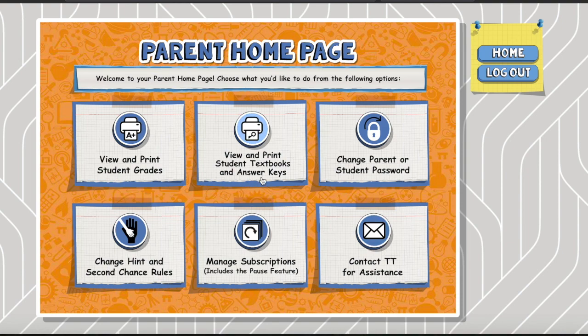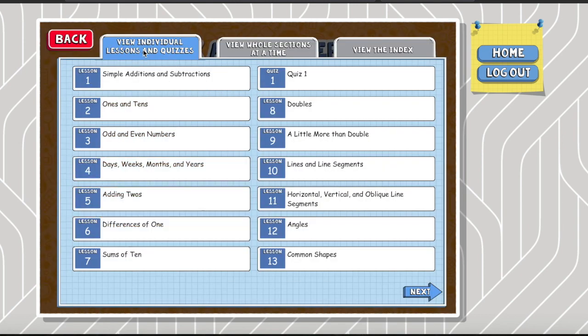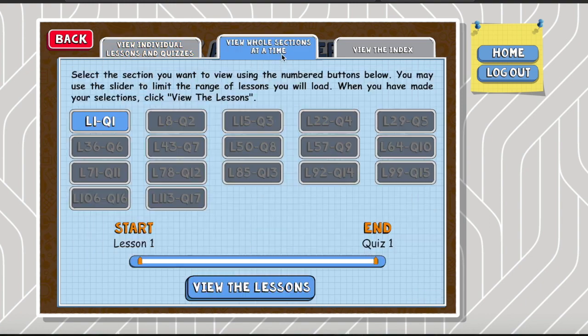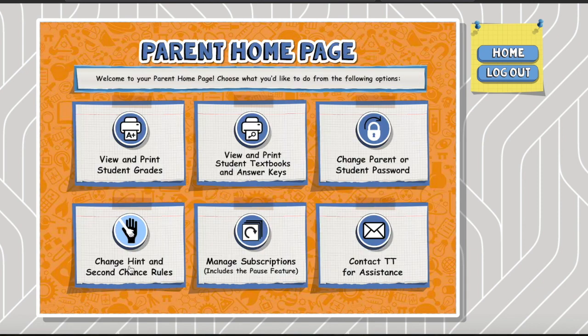You can also view and print the student textbooks and answer keys. So if at any point you actually did want a hard copy of some of these lessons, you can view the individual lessons and quizzes here, view whole sections at a time, and view the index and see what exactly is contained for each lesson.